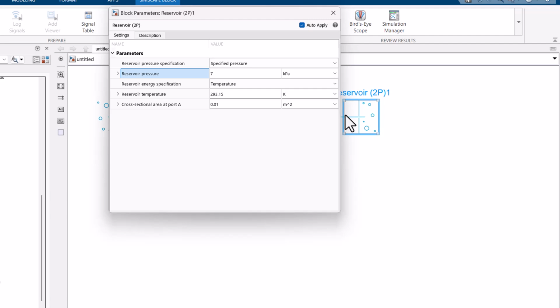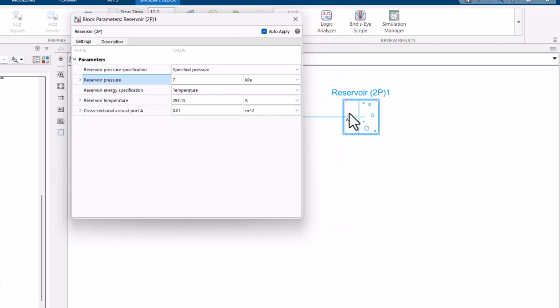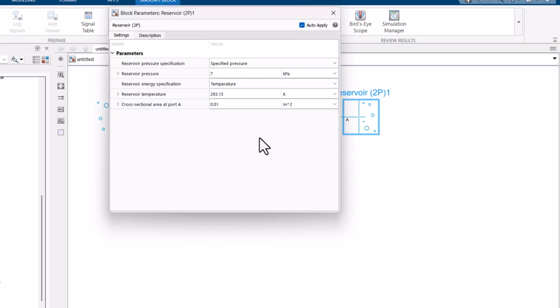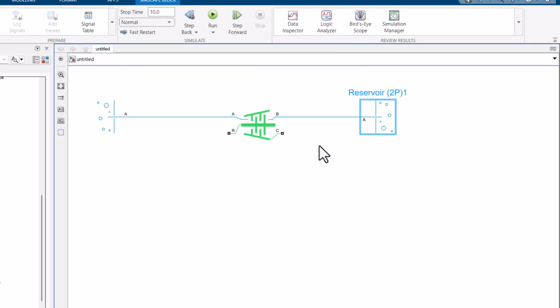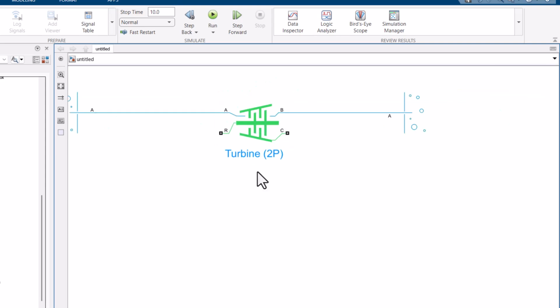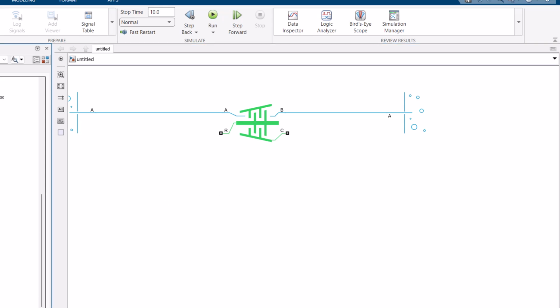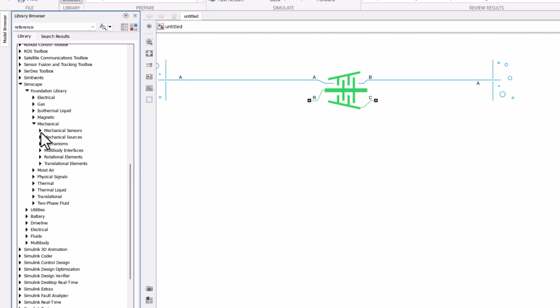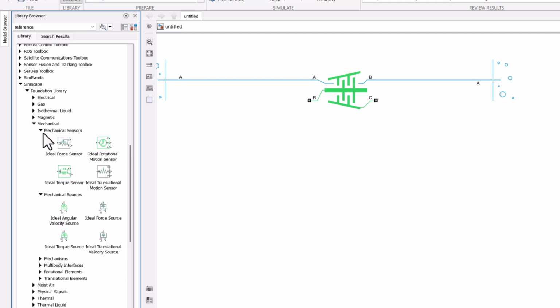And one thing you may want to know is that for outlet reservoirs, the temperature is not going to be important, since the temperature of the fluid going into the reservoir is going to be calculated based on the upstream blocks. If you change the temperature of this reservoir, it's not going to change any of your results. And I have to connect the rotational ports of the turbine to somewhere. I'm not going to go through a deep discussion of that. For now, I'm going to connect it to the sources and sensors.